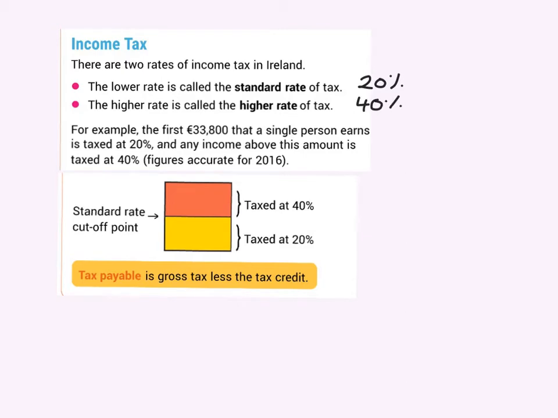Now, a lot of students get confused as to what this means. And I think this diagram here actually is really good, because it shows you if this orange and yellow box is your whole income, part of your income is going to be taxed at 20%. And then after a particular point, that's our SRC point, you're taxed at 40%. Tax payable is your gross tax less your tax credit.